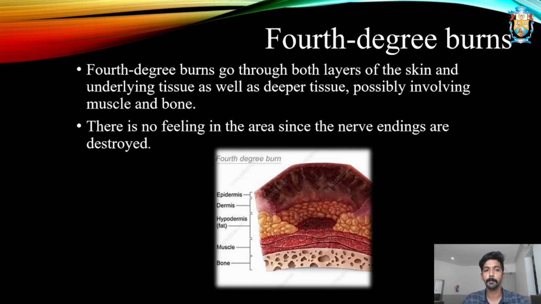Next, fourth degree burn. A fourth degree burn goes through both layers of skin and underlying tissues as well as deeper tissues, possibly involving muscle and bone. There is no feeling in the area since nerve endings are completely destroyed here. This degree of burn will need utmost and intense care. Hence, there are burn ICUs, special wards in hospitals, for taking utmost care of these conditions.